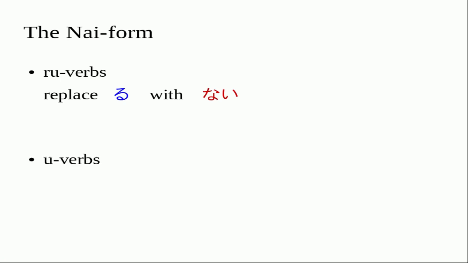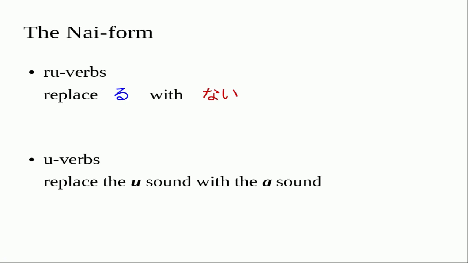However, in Japanese, we don't just say, not eating. We actually conjugate it into its negative form. So how that actually looks is that for ru verbs, we replace the ru with nai, and for u verbs, we replace the u sound, because they can have multiple endings. We replace the u sound of those endings with the appropriate a sound. So for instance, if we have ku, we replace it with ka, and we attach the nai.